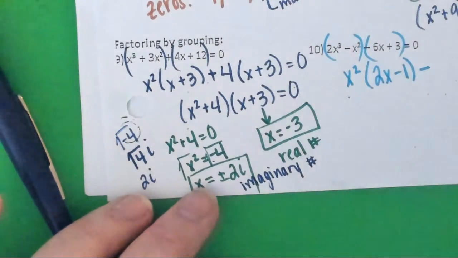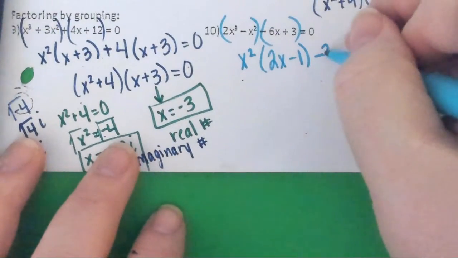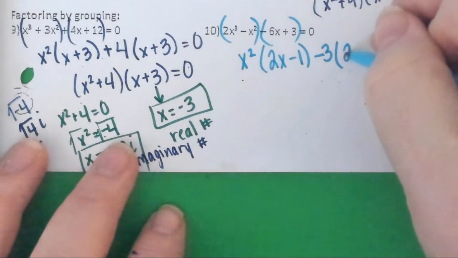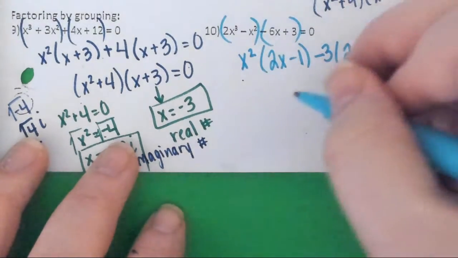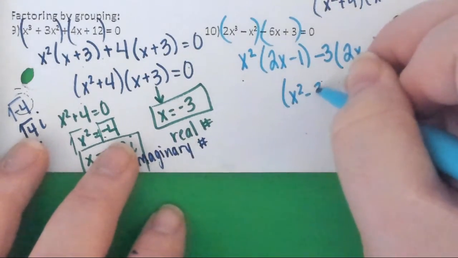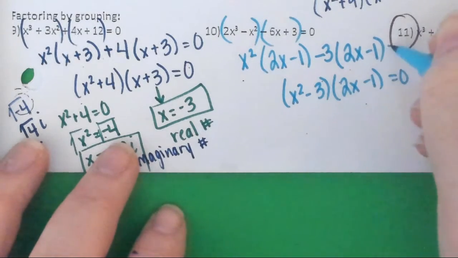What do we factor out of the second group? Well, yes, we need a negative 3, and we'll have a 2x minus 1. They're both the same, so it'd be x squared minus 3 times 2x minus 1.